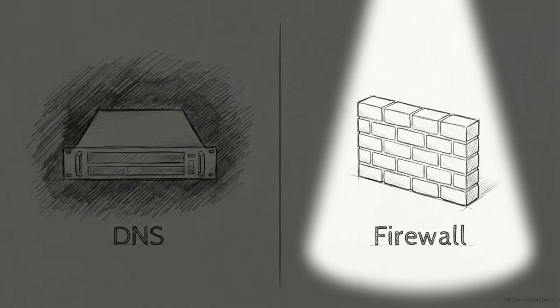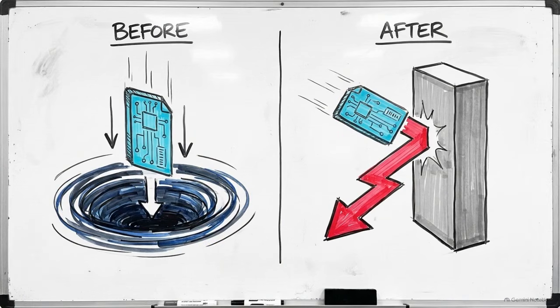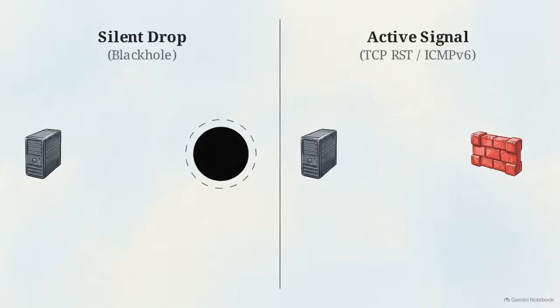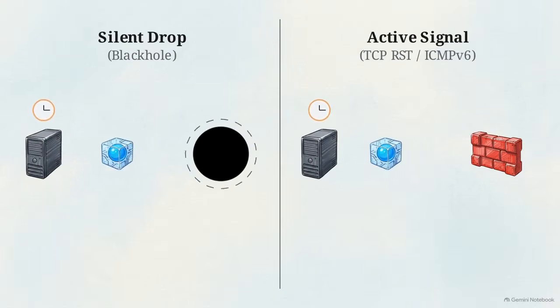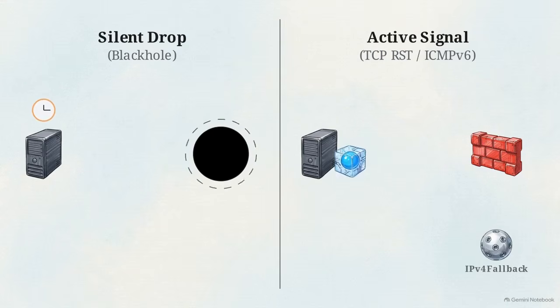The second strategy happens at the firewall itself. You need to change the default behavior from a silent black hole drop to an active drop signal. Take a look at this split-screen logic flow. Instead of letting packets vanish into a black hole, configure the drop rule to return a TCP reset segment or an ICMPv6 error. This instantly terminates the connection attempt.